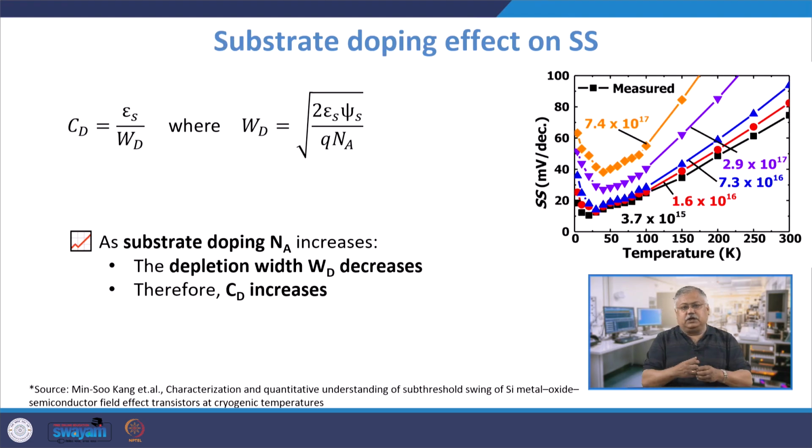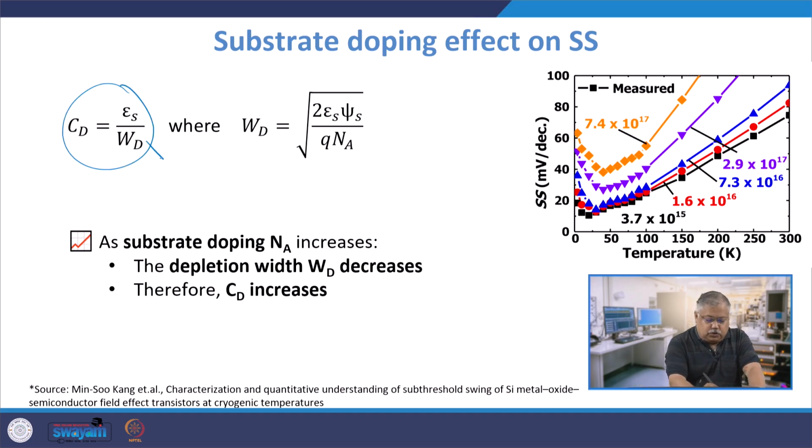So we have finished with subthreshold slope concept with respect to the device. Let us see how the substrate doping affects the subthreshold swing. Substrate doping is the doping which you do on the substrate side. Now we know that CD, the depletion capacitance, is inversely proportional to WD. So as the substrate doping Na goes larger, WD decreases and therefore CD increases, right.